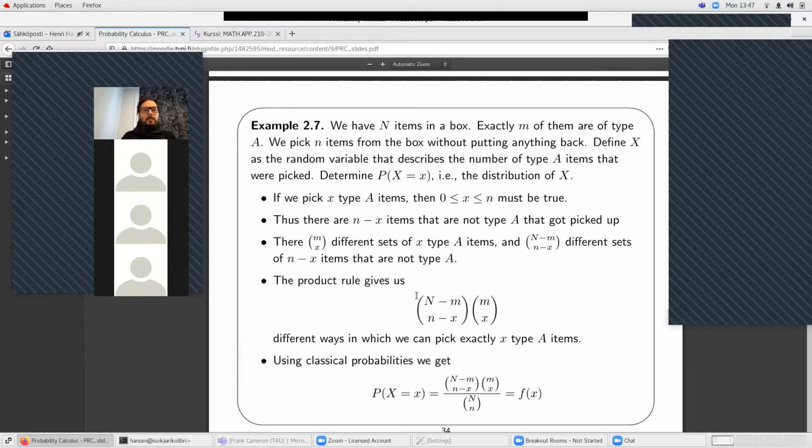On the other hand, we picked n minus X apples. And there are capital N minus M apples, because there are N fruit, M oranges, N minus M apples. So it's N minus M choose n minus X apples.